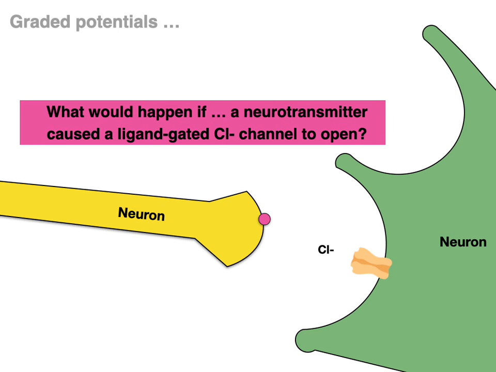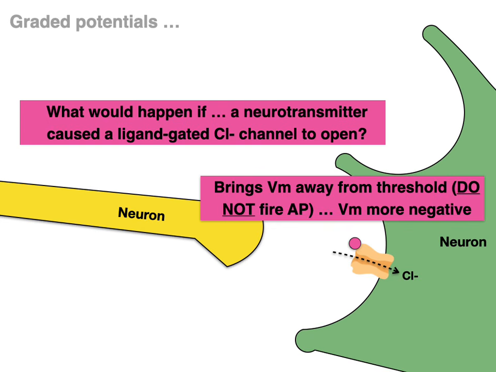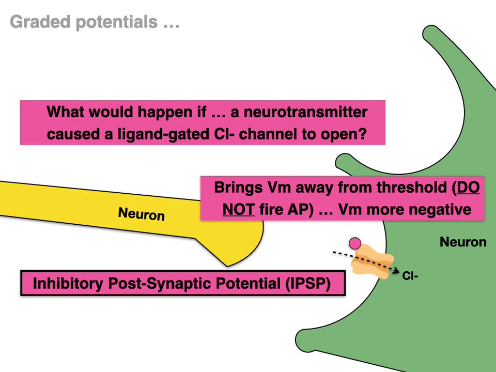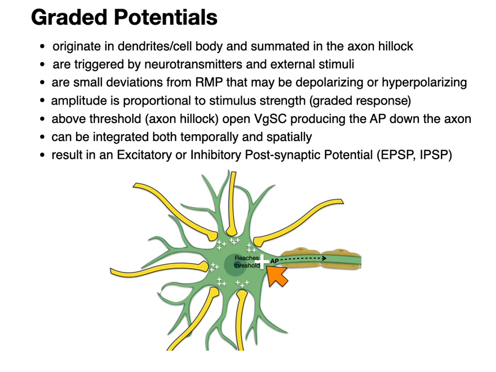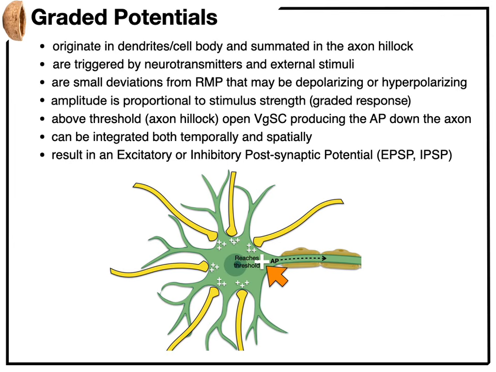Now, what would happen if a neurotransmitter caused a ligand-gated chloride channel to open? So there's a neurotransmitter, it binds, opens a ligand-gated chloride channel, so now we have an influx of a negatively charged ion into the neuron. It brings the VM away from threshold, so it does not fire, getting farther away from an action potential. The VM becomes more negative. We call this an inhibitory postsynaptic potential, a brief hyperpolarization of a postsynaptic neuron that decreases the likelihood of generating an action potential. That, my friends, is graded potentials in a nutshell.